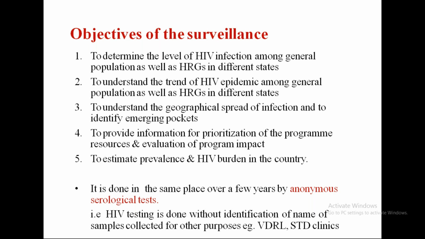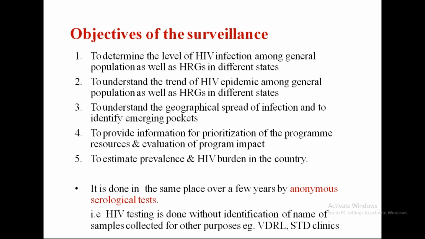So we want to know the difference, whether in the general population the rise is more, or in the high risk group the rise is more. Among which group there is a high rise, we want to identify. So that's why we determine the level of HIV infection among the general population as well as high risk groups in different states, and then understand the trend of the HIV epidemic among the general population as well as high risk groups in different states.